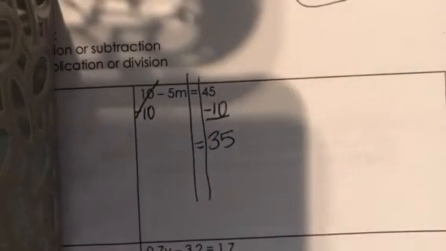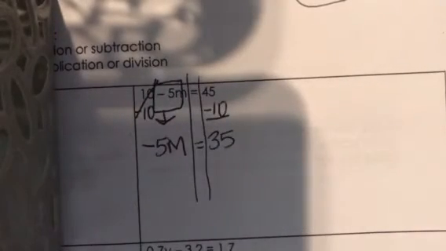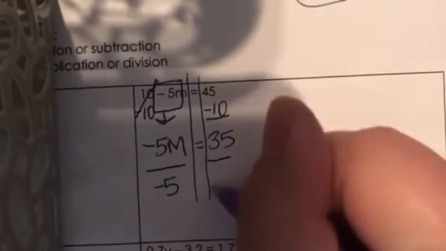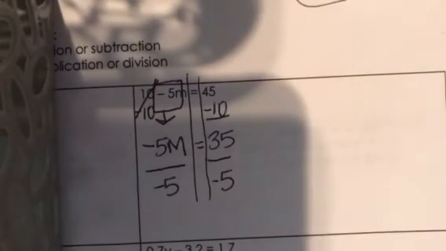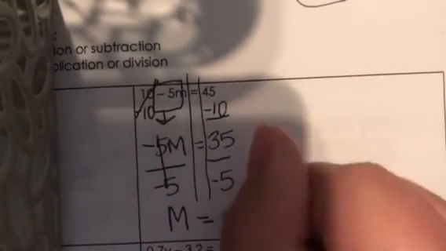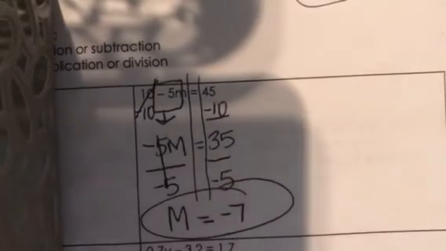Another common mistake I see on these problems, right here, people are just bringing down a 5m. You need to bring down a minus 5 or a negative 5m. Once that's done, go through. You're going to divide by negative 5. And I will have 1m is equal to negative 7.